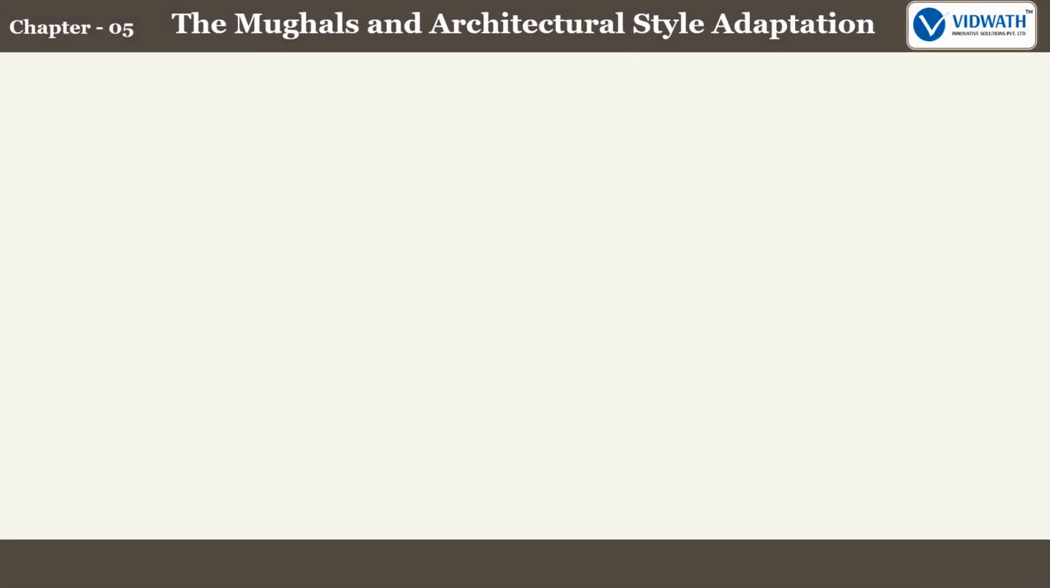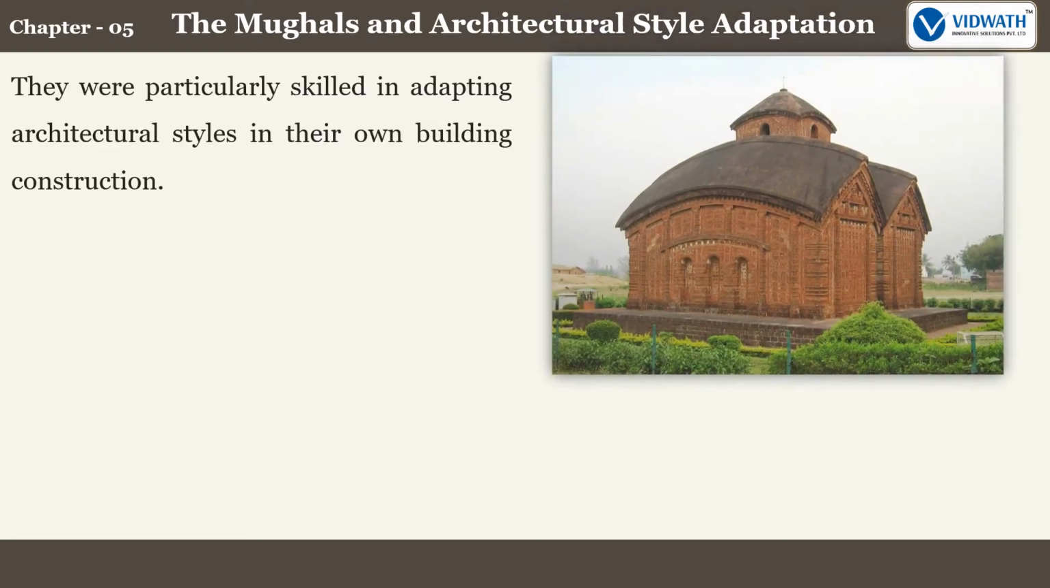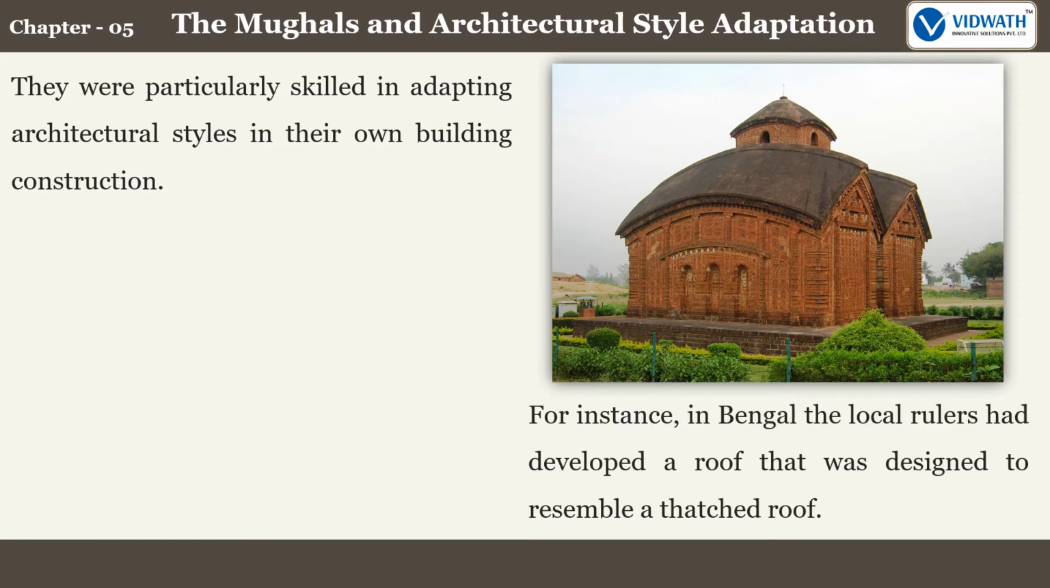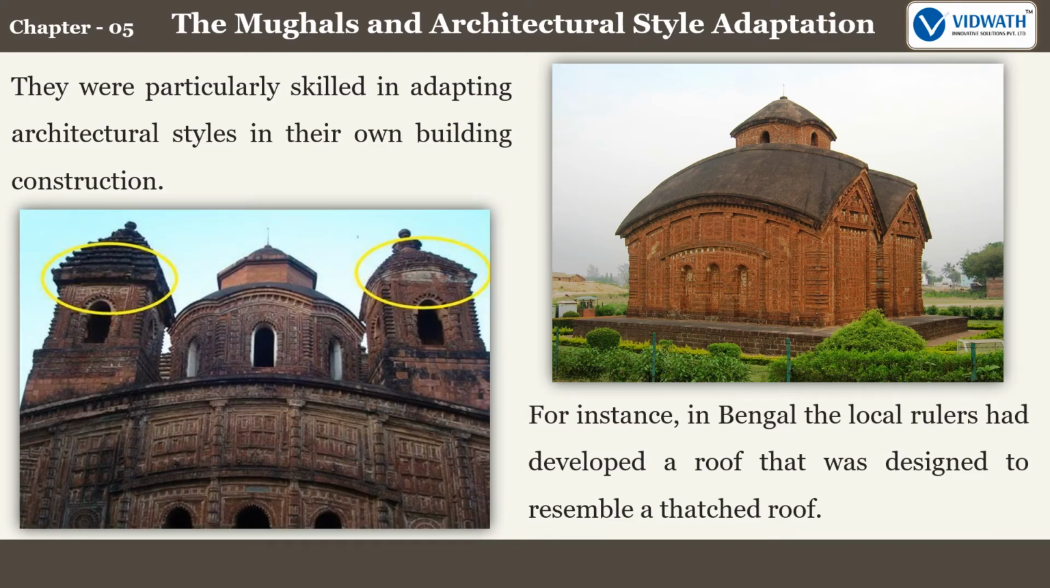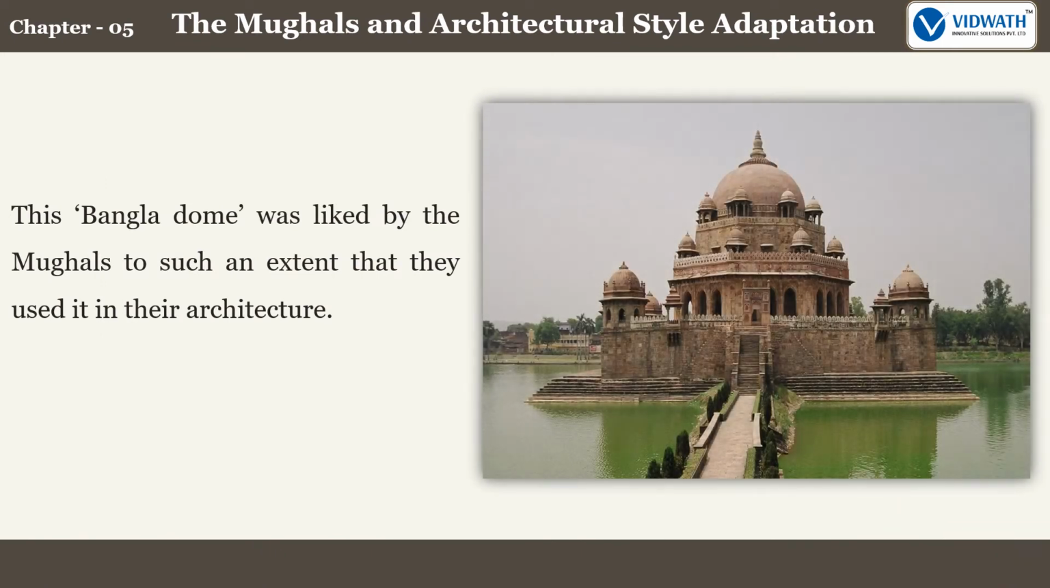The Mughals and architectural style adaptation. They were particularly skilled in adapting architectural styles in their own building construction. For instance, in Bengal, the local rulers had developed a roof that was designed to resemble a thatched roof. This Bangla dome was liked by the Mughals to such an extent that they used it in their architecture.